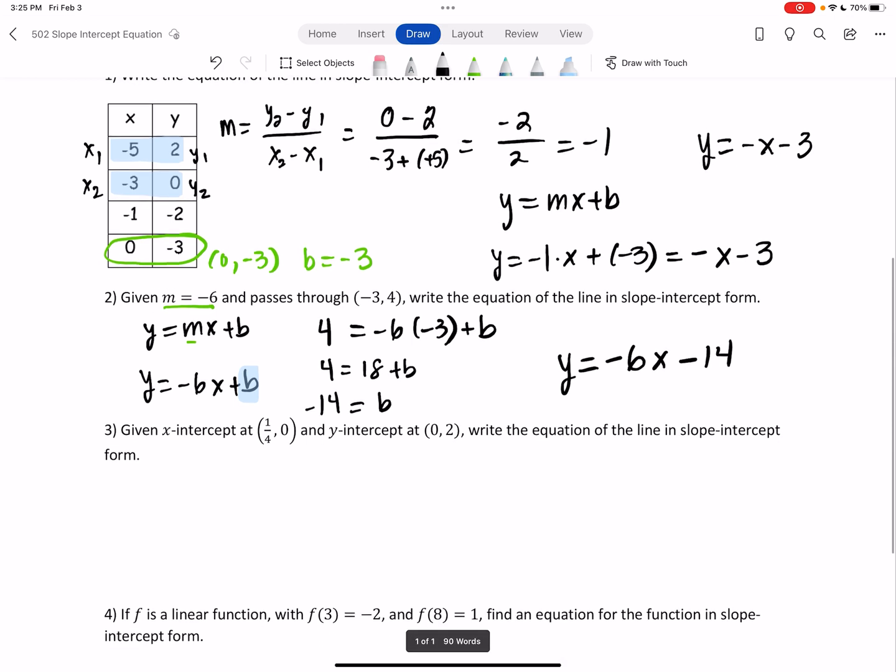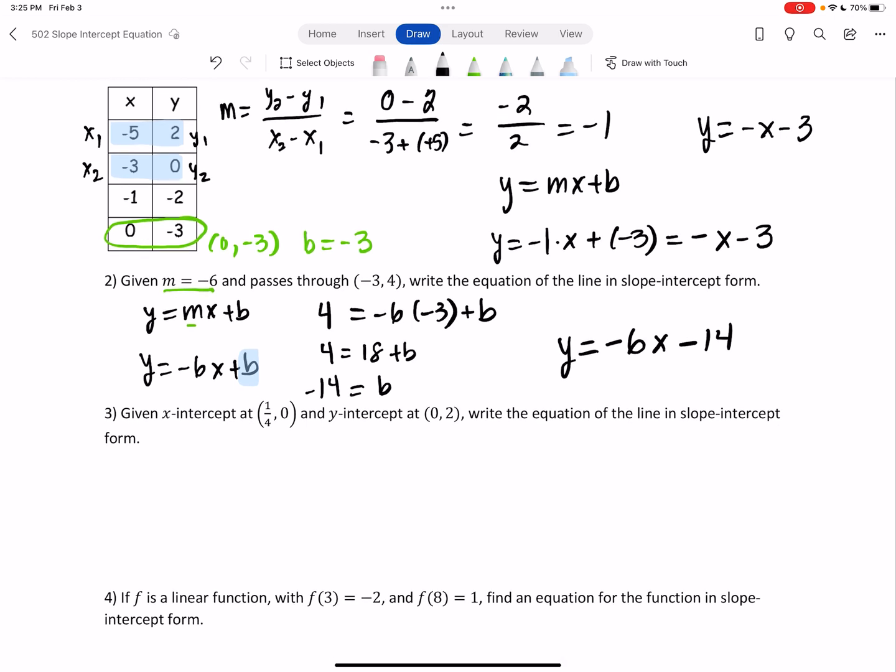Okay, another one. Given the x-intercept is 1/4, 0 and the y-intercept is 0, 2, write the equation of the line in slope-intercept form. Luckily, they gave us the y-intercept, so we know b is going to be 2. What we need to find is the slope.